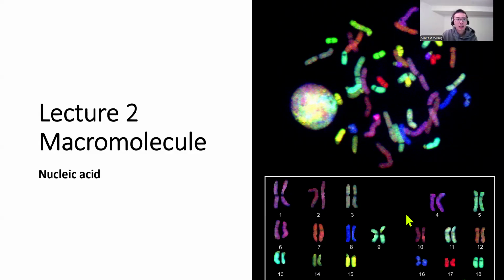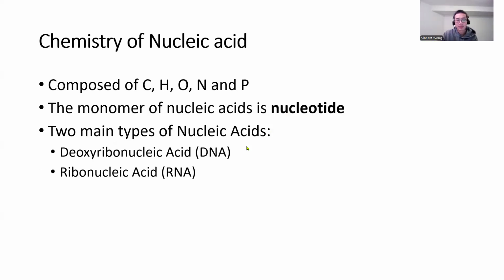We have a total of 23 pairs. The picture is a little bit cut off here, so it stopped at 18, but we do have 23 pairs, 23 from mom and 23 from dad, a total of 46 chromosomes. So let's take a closer look at nucleic acid.